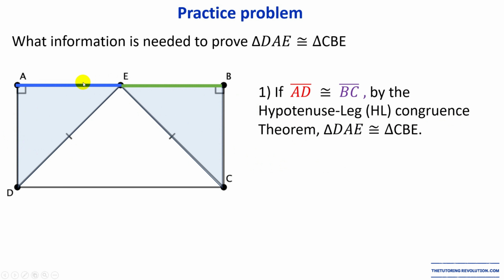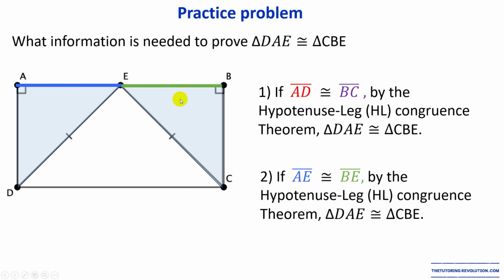The other possibility is that the other leg is congruent to the other leg. So if AE and BE are congruent to each other, then by the same hypotenuse-leg congruence theorem, both triangles are congruent. Okay? So basically, every time you see a right triangle and a hypotenuse in common, you should be thinking, if I can show that one more leg is something in common, then the two triangles will be congruent.